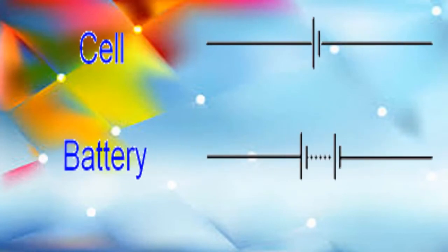Look at this. These are the symbols for a cell and a battery. Looking at this symbol, we can easily say that a cell has a single cell, whereas a battery consists of a group of cells. This was the difference between a cell and a battery. Now let's move on to another part.